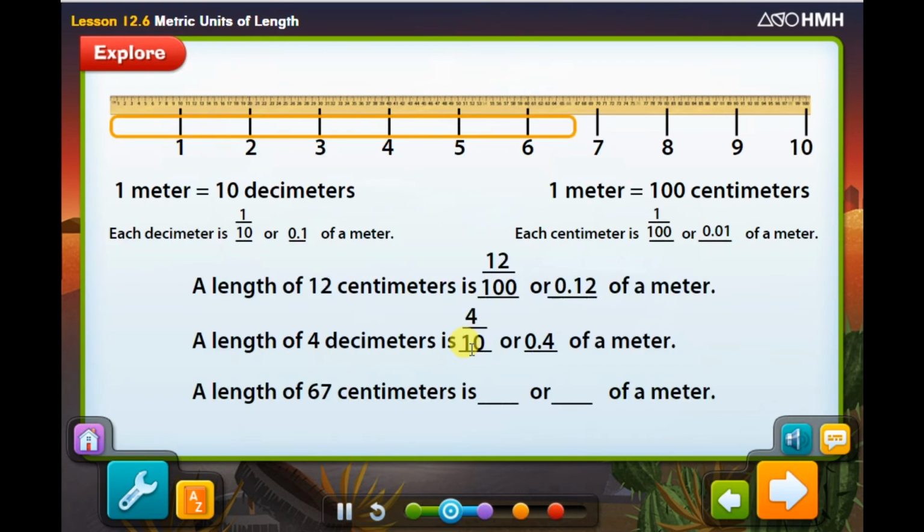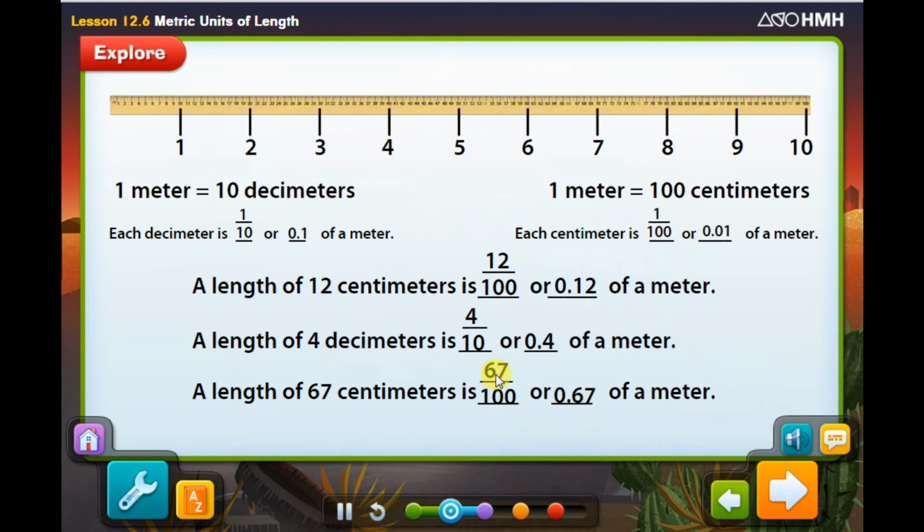A length of 67 centimeters is how much of 1 meter? Again, if you move from small unit to big unit, you will divide. Divide by what? You first move from centimeter to decimeter. This means you will divide by 10. And from decimeter to meter, you will divide again by 10. This means you will divide by 10 two times, which means you will divide 67 by 100. So it will be 67 hundredths, or 0.67. It is 67 hundredths of a meter.